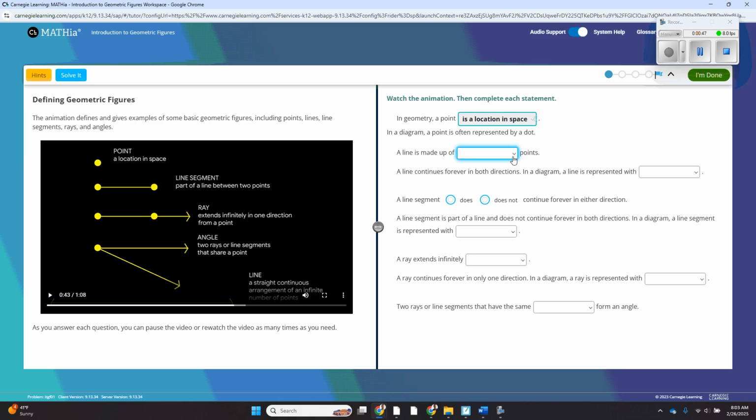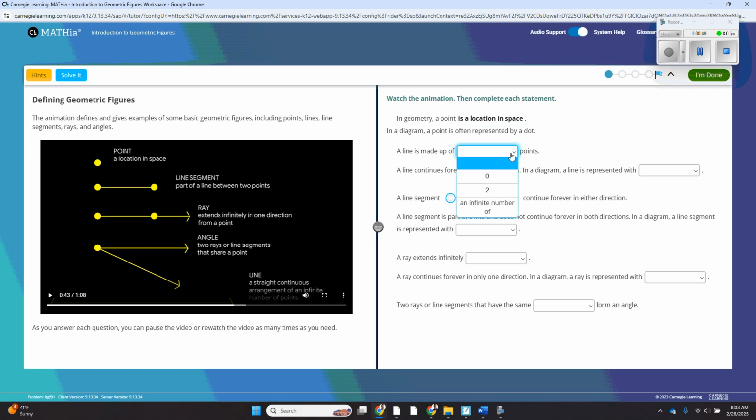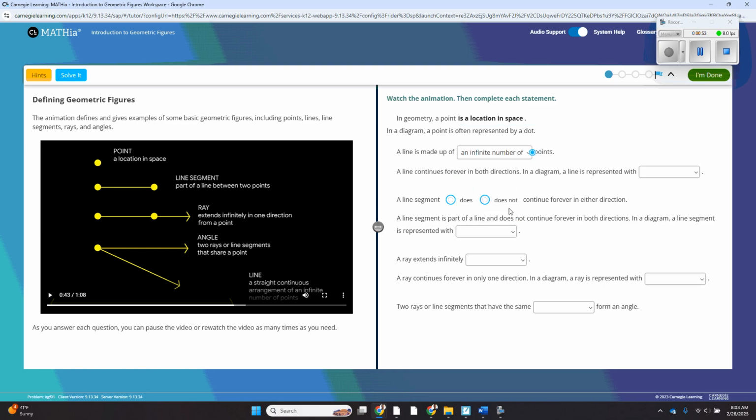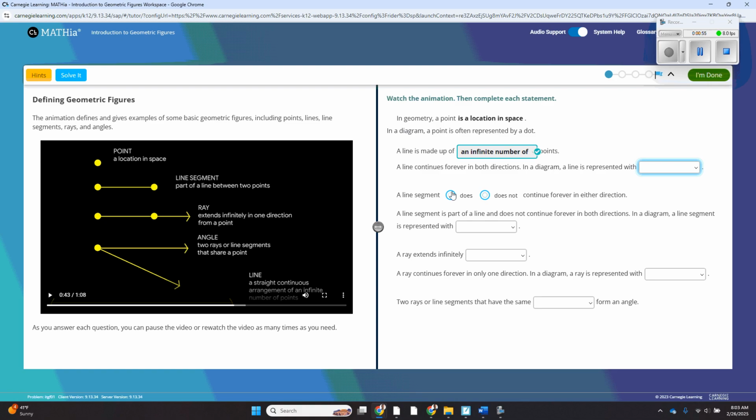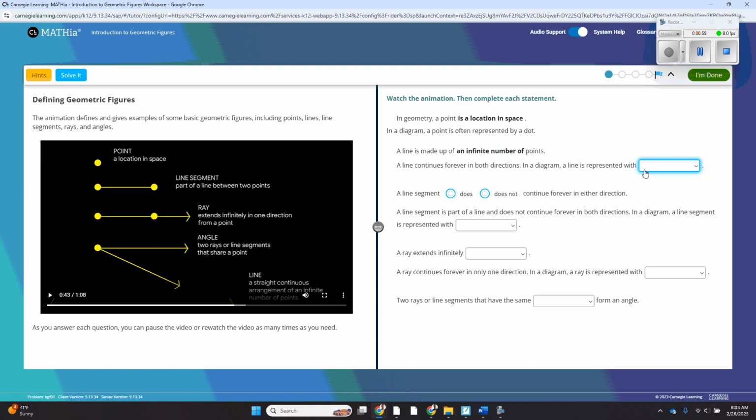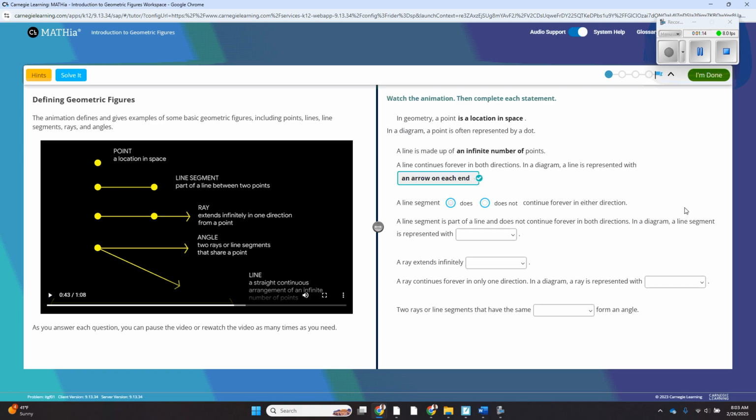A line is made up of blank points, and this is going to be an infinite number. If you put a bunch of dots together, you can get an infinite number of points. A line continues forever in both directions. In a diagram, the line is represented with, and we have some choices: a point on each end, an arrow on each end, or a point on one end and an arrow on the other. Remember, since a line continues forever in both directions, it's going to have an arrow on each end.